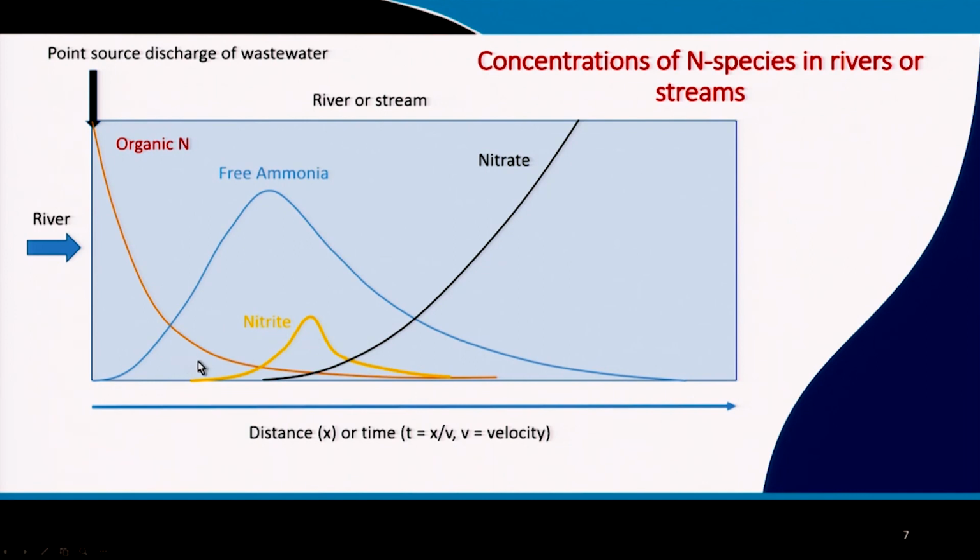And these nitrite forming bacteria will then, this nitrite will be converted to nitrate. And that is the most oxidized form of nitrogen, so there's no further change in the oxidation state of nitrogen. So you get complete conversion of organic nitrogen to nitrate in a flowing stream. You can look at the x-axis in terms of distance from the point of discharge, or you can look at it as time, where if you know the velocity of the water in the river, you can convert time and distance based on the flow velocity of the water.